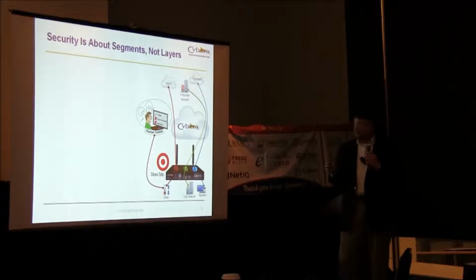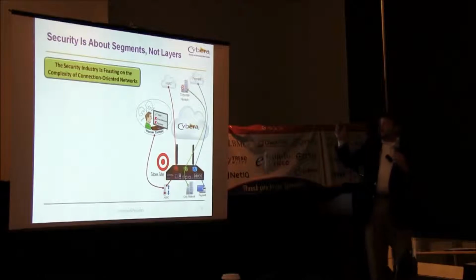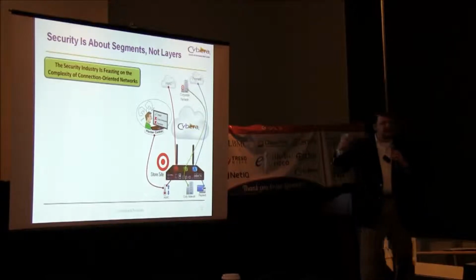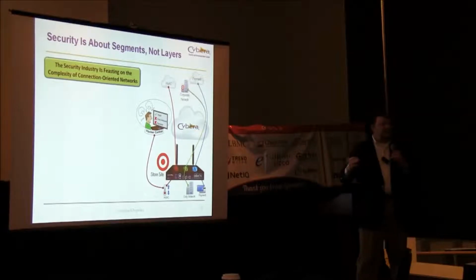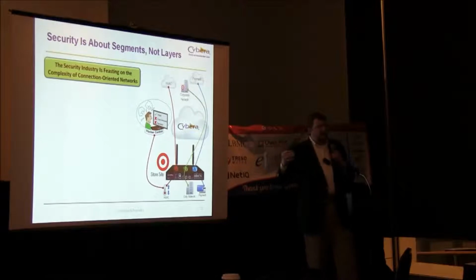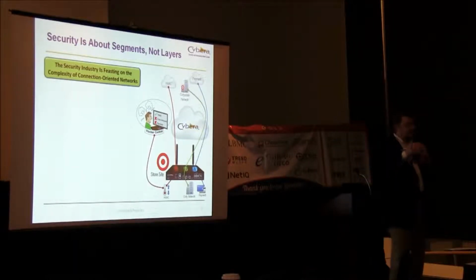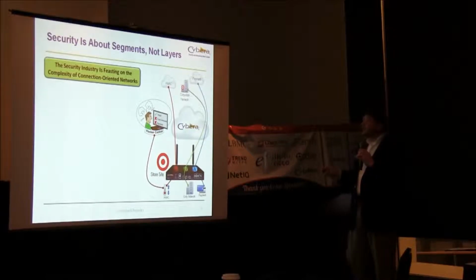So security is about segments. It's not about layers. The security industry is feasting on the complexity of the enterprise networks. They're telling you, just buy more layers, you're gonna be more secure. But it's not proving out. Actually, it doesn't prove out to the 4,781 publicly reported breaches in the last decade. All right, that's over a breach a day, reported. How many go unreported? Probably, I don't know, I can't even estimate.